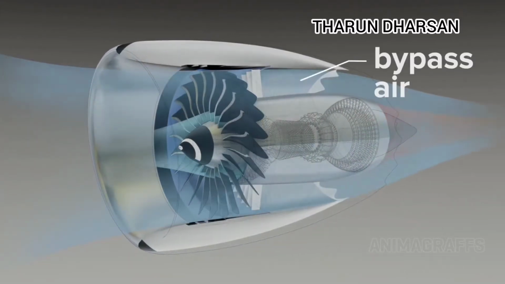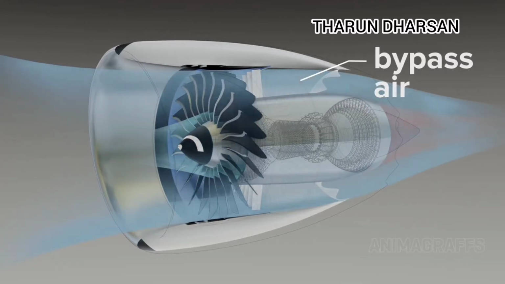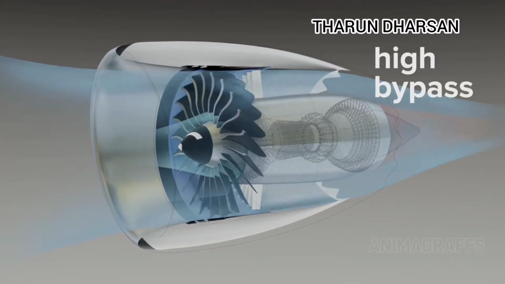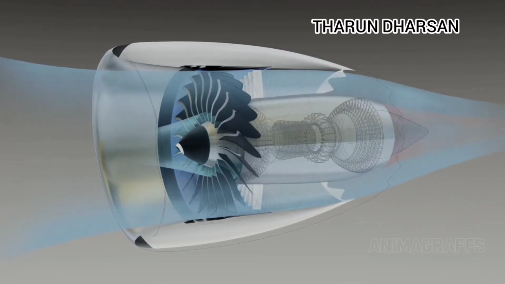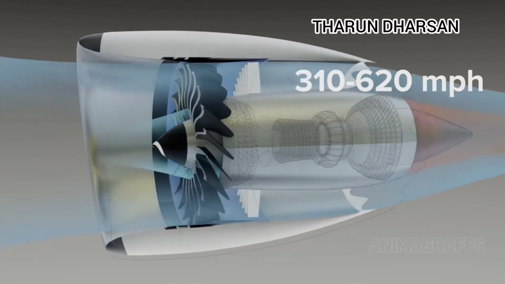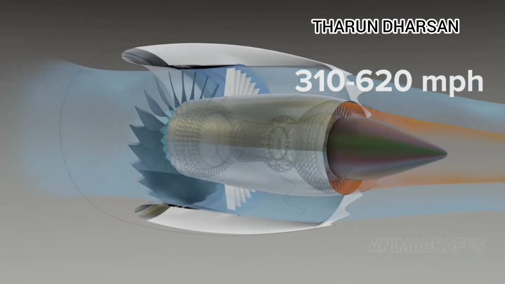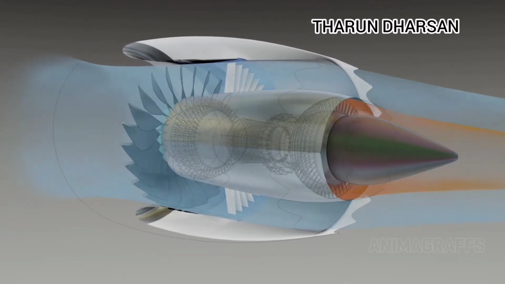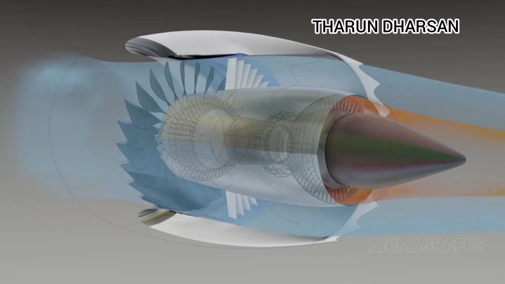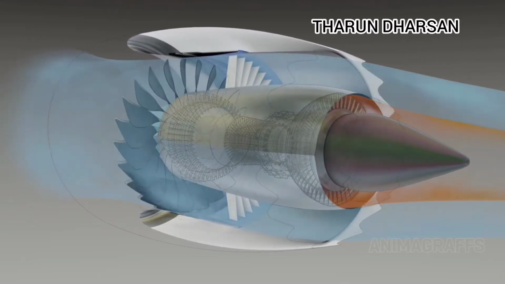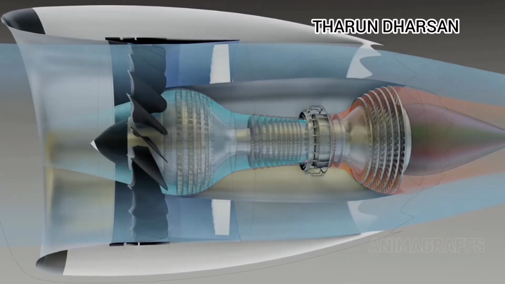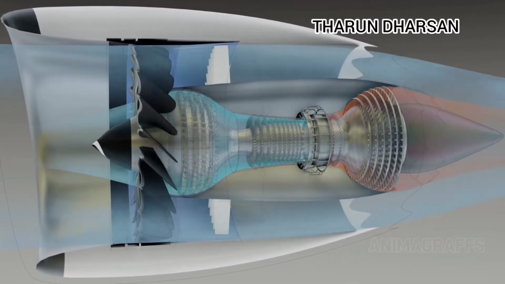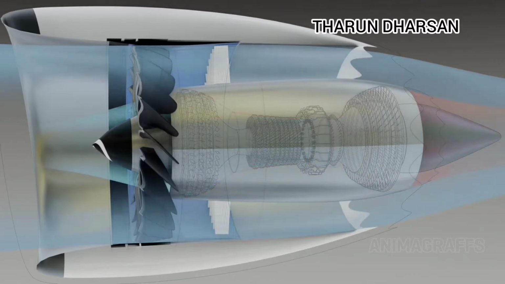Air that does not enter the core is called bypass air. High bypass engines move large quantities of air at slower cruising speeds, in a range of about 310 to 620 mph. The exchange is high efficiency. Depending on engine size, high bypass engines can be used on large aircraft, with a massive fan relative to core size. Commercial airlines and military transport aircraft are the best examples of this application.